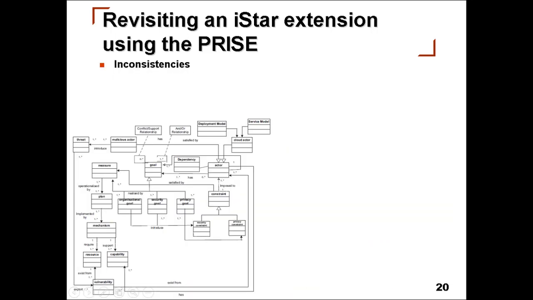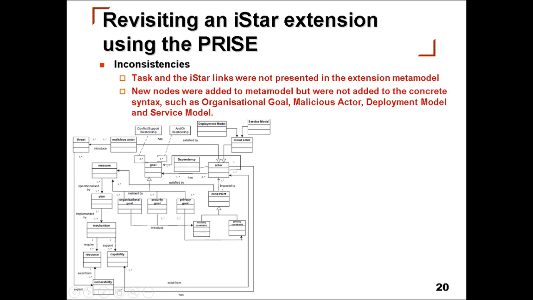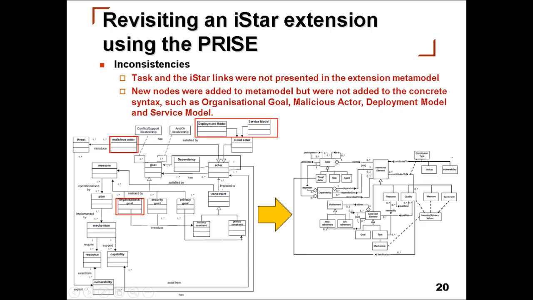The extension meta model is displayed on the screen. It is possible to identify that the meta class and iStar relationships are not present in it. Besides, we find 4 meta classes in the meta model which are not represented in the concrete syntax. There are organization goals, malicious actor, deployment model, and service model. We decided to remove these meta classes from the meta model because their meaning and graphical representations were not presented in the extension. Therefore, we created a new meta model for the extension without inconsistencies. In other words, we removed these 4 meta classes and included all elements of the iStar default syntax.